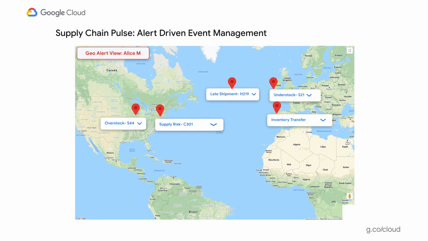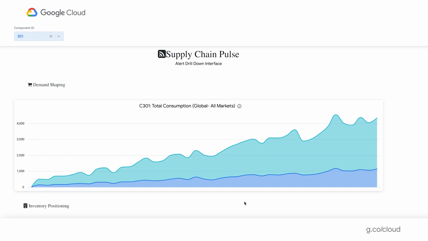Alice will need more information to understand the risk, so she triggers the Alert Deep Dive view. Powered by Looker, the Alert Deep Dive interface brings together the relevant information Alice needs to act on this issue, filtered automatically for component 301.